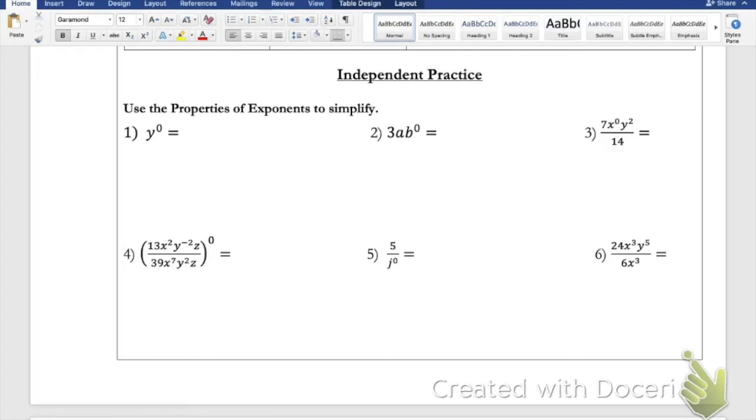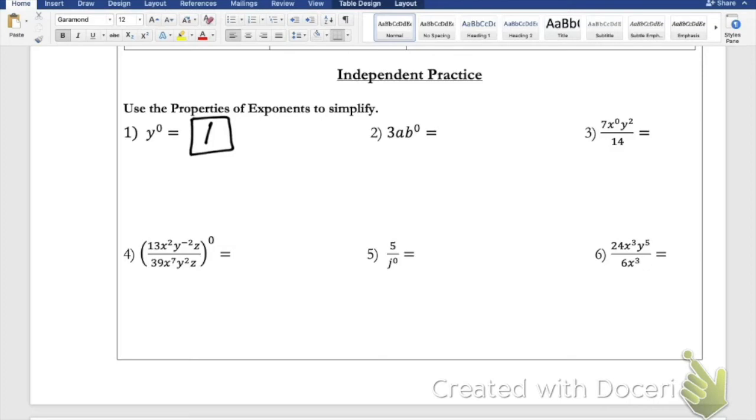Welcome back. In this independent practice, it says use the properties of exponents to simplify. Number 1 says y to the 0 power. So I have one term raised to the 0. Again, anything raised to the 0 gives me 1. So y to the 0 is just 1, and I'm done with this problem.